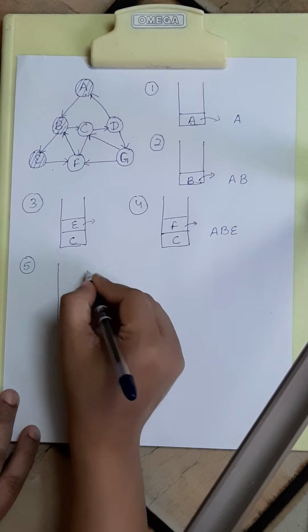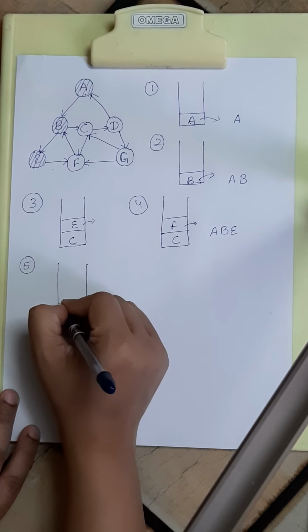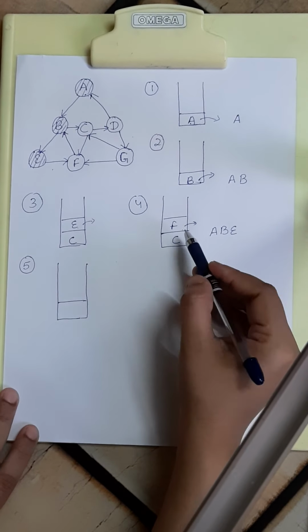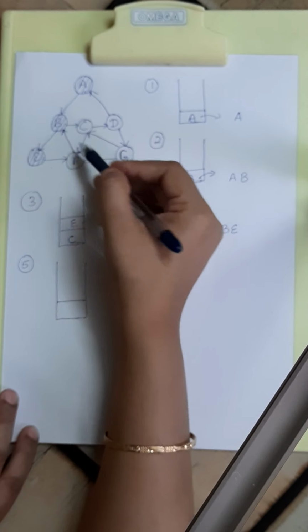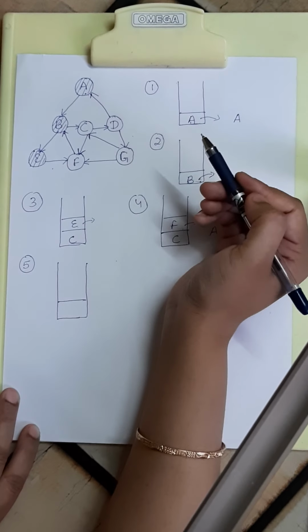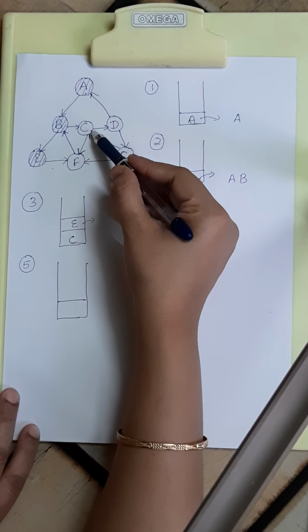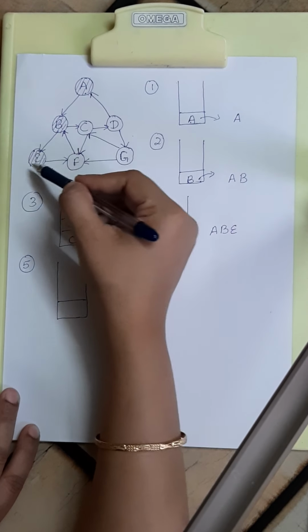And we have to check what are the neighbor nodes of F. So if you can see, from F we can only access B. But B is already visited. When B is already visited and there is no more node which we can visit, what do we have to do? We have to do backtracking.